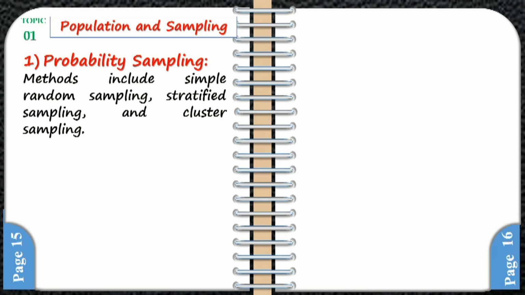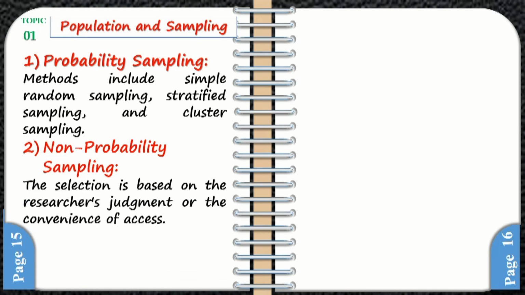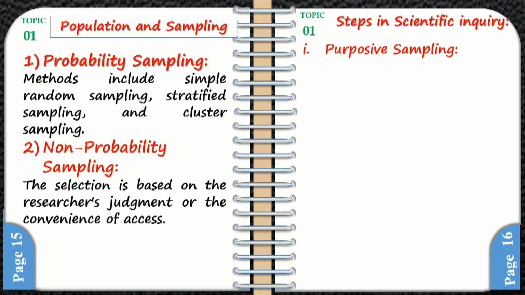Methods include simple random sampling, stratified sampling, and cluster sampling. Then there are those methods that are called non-probability sampling. The selection is based on the researcher's judgment or convenience of access. This is standard in qualitative research, where the goal is not generalization of the research, but rich, information-heavy data. Some of the methods which are non-probability sampling include purposive sampling.